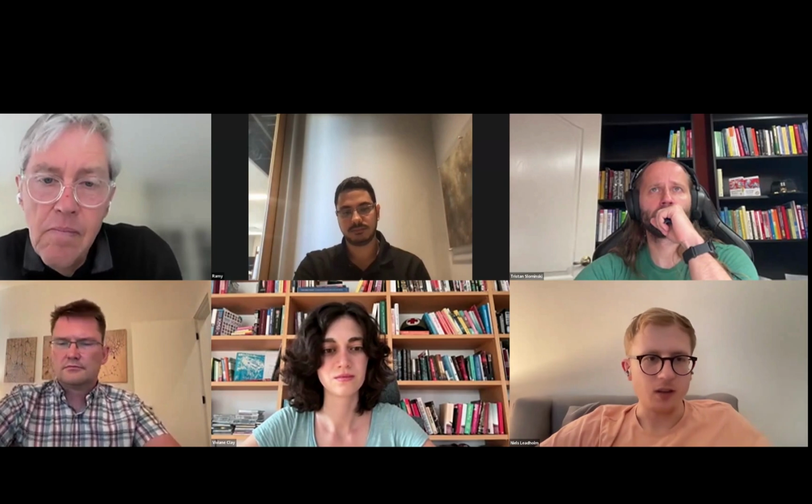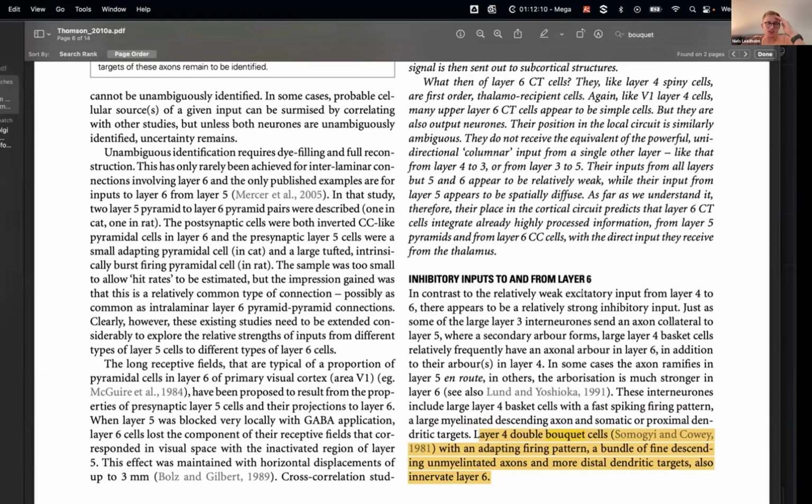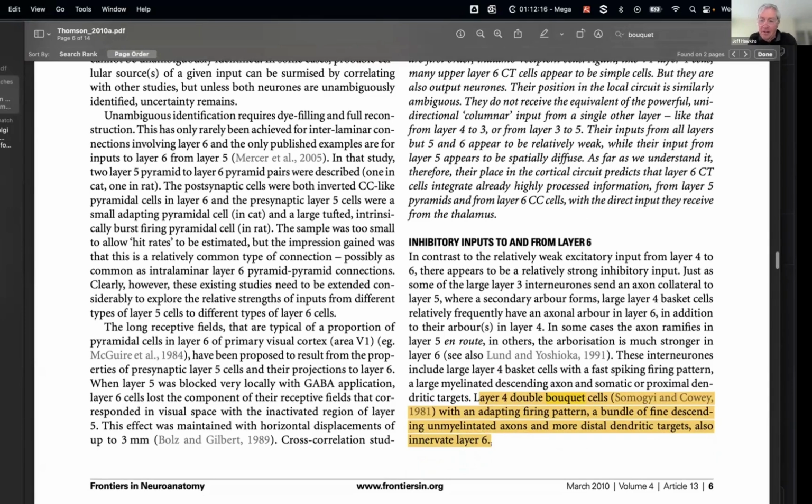Just on the double bouquet cells, I just had a quick look at the Thompson paper, always useful. I can just quickly share. I just keep hoping she's right, because we go back to it so many times. Anytime you Google anything about layer 6, this paper always comes up. So this is 1981. Look at the date on that. Well, this paper is 2010, but she's citing a source from 1981.